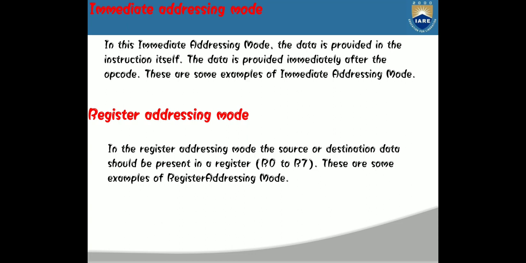And register addressing mode. In this register addressing mode, the source or destination data should be present in a register R0 to R7. There are some examples of register addressing mode. Register addressing mode involves the use of registers to hold the data to be manipulated.